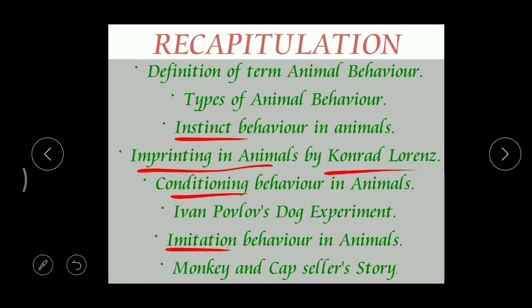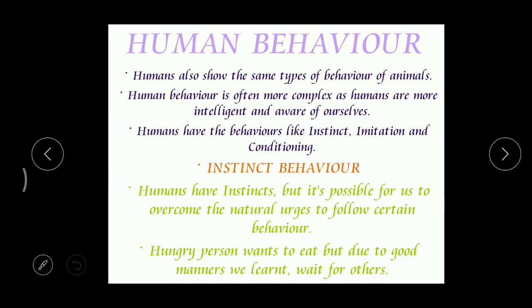Okay, and even there's a conditioned behavior. Conditioned behavior means it's a kind of learned behavior, and this was studied by a very famous scientist and psychiatrist, that is Ivan Pavlov. On which animal? Yeah, that's a dog. Okay, and even we can find imitation behavior in animals. Imitation means like a copying behavior, right? And this can be explained with the help of a small story, that is the monkey and the capsule story, right? Okay, now let's come to our today's topic, that is human behavior.